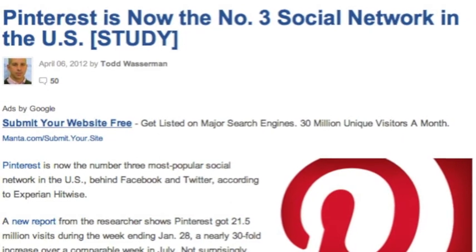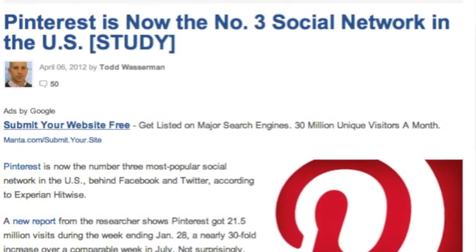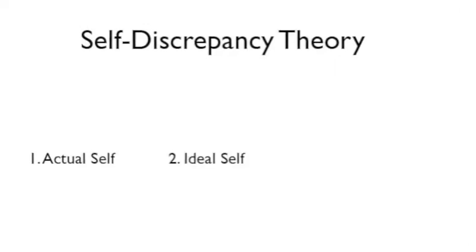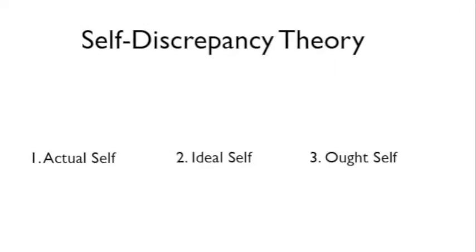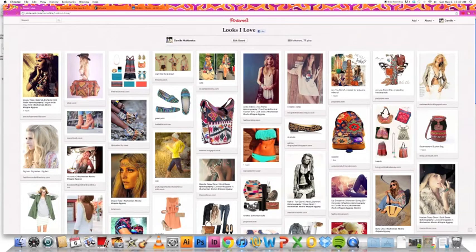But what is it about sites like Pinterest that are so appealing? Well, to understand this, it's helpful to understand the self-discrepancy theory. This theory identifies that there are 3 forms of the self: the actual self, ideal self, and ought self. The actual self is how the individual actually perceives themselves, whereas the ideal self is who the individual strives to be. Pinterest offers a way for individuals to close the gap between the actual self and the ideal self.